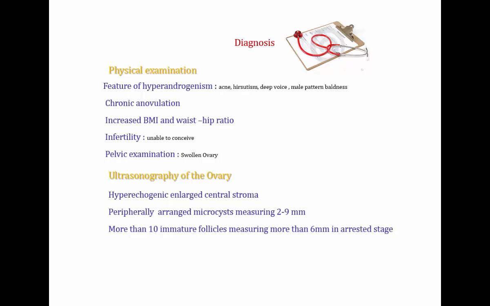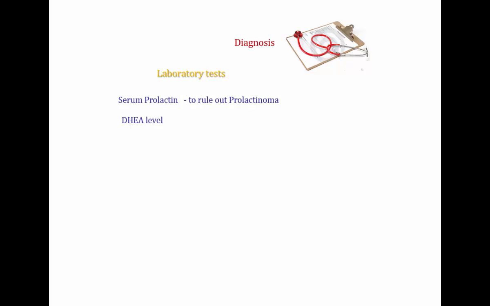And pelvic examination: manual examination of the pelvis, the doctor can palpate to see if the ovaries are swollen. But the confirmatory test can be done only through blood test and final ultrasound of the ovary. Upon ultrasound, a hyperechogenic enlarged central stroma is seen, and the ovarian volume is increased, with peripherally arranged microcysts, and more than 10 immature follicles measuring more than 6 mm in arrested state. Laboratory tests: serum prolactin to rule out prolactinoma, because it also causes amenorrhea, and DHEA level should be examined, how much free DHEA and how much combined is present in the blood.